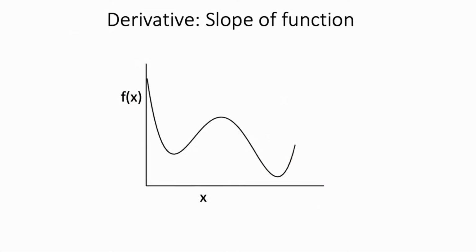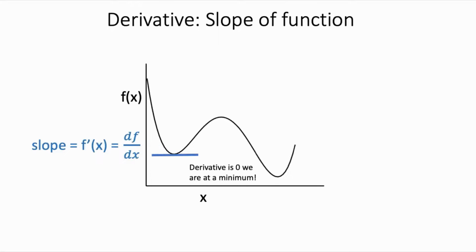The derivative of a function tells us the slope of the function at a given point. This is how much the function is changing as a function of a change in its variable. Notice how as we approach the bottom of a function, which is a local minimum value, the slope of the function becomes 0. And this means that the derivative is 0 at that point, and we're at a local minimum.